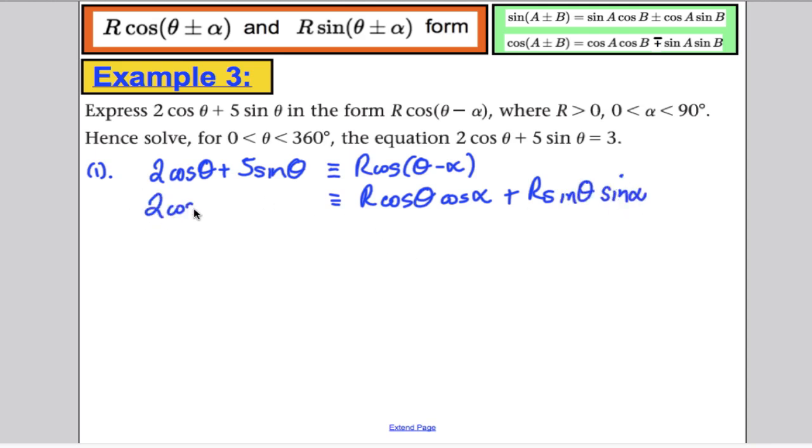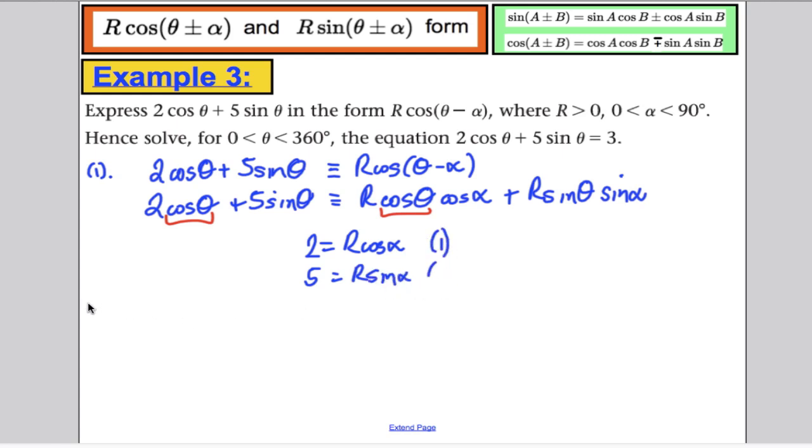Okay, so equating these two things together, what can we say? Well, how many cos thetas have we got? We've got 2 cos thetas, so 2 must equal r cos alpha, and similarly 5 must be r sine alpha. There's our two equations, equation 1 and equation 2. As always, r is the square root of 2 squared plus 5 squared, which is 4 plus 25, so r is the square root of 29.